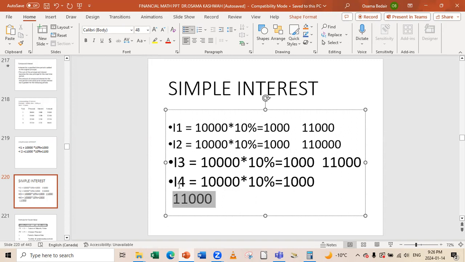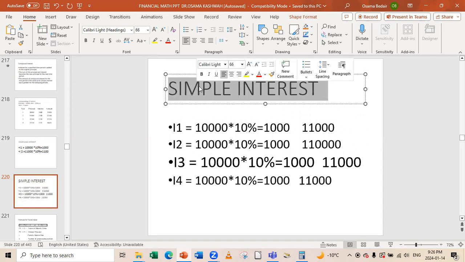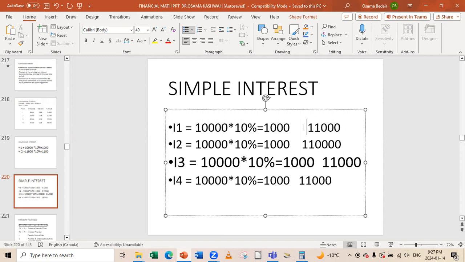So what we did here actually, we calculated the simple interest. We are talking about the simple interest. We calculated the sum based on the original. The sum is based on the original. Like you see here, in all of them, the sum is based on the original.